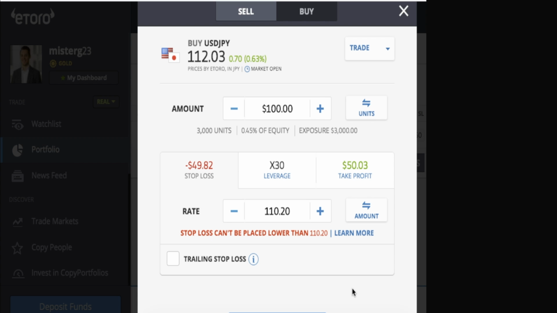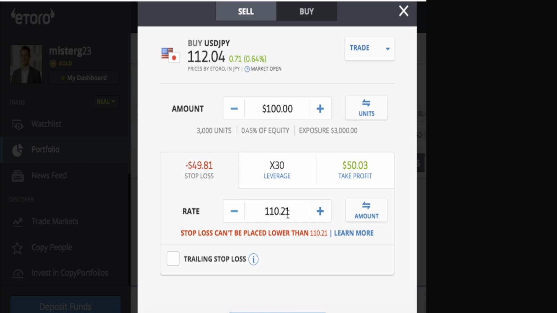So let's say you do want to open that dollar-yen trade that we were talking about, long, and you want to set a trade which is $100 in value, and you want your stop loss to be around 109.5. This is very helpful in showing you the amount that you would lose at this particular stop loss level. But what you should be really focusing on is the rate.